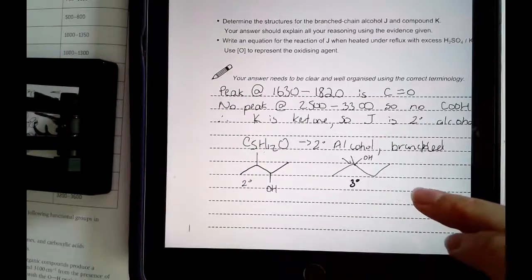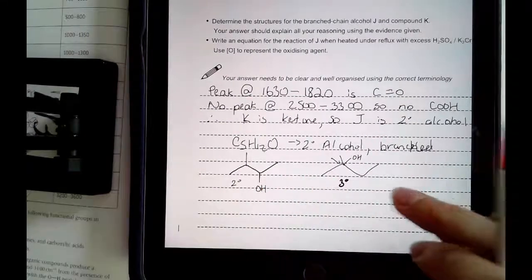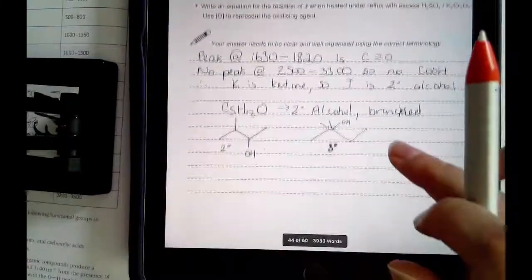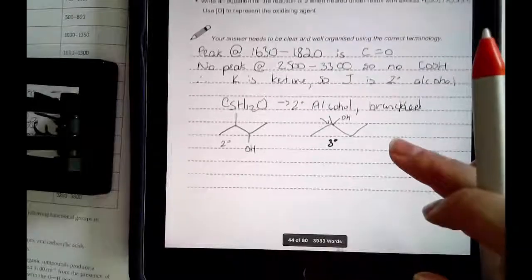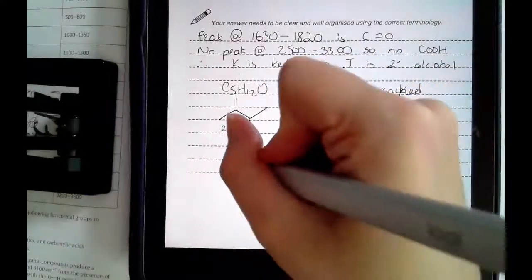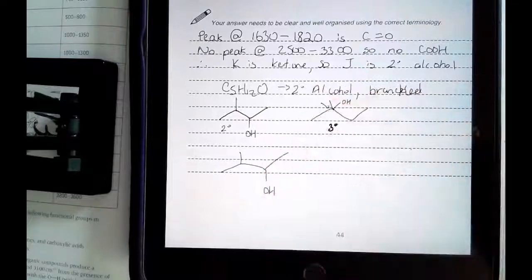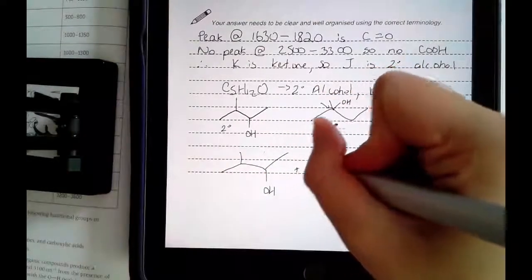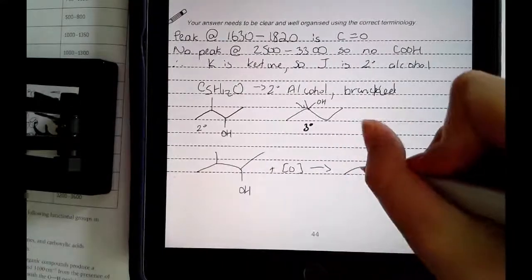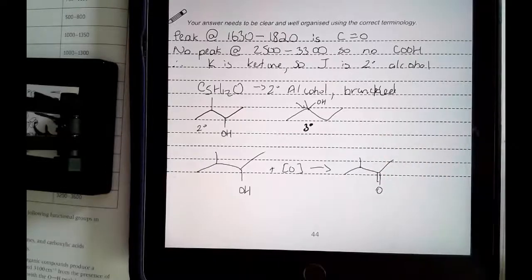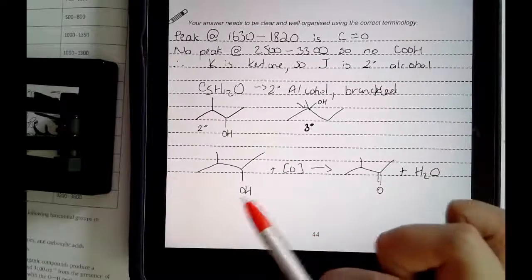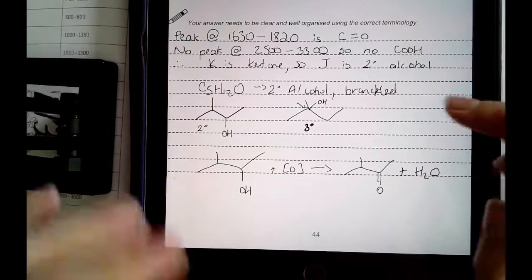The last thing asks you to write an equation for the reaction of J, your alcohol, when you heat it under reflux to form K, using just O in brackets to represent your oxidizing agent. When you're asked to write an equation, unless it specifies, you can use any type of formula you like, and I love skeletal, so I always use skeletal unless I'm told otherwise. So there's my secondary alcohol. I'm reacting it with my oxidizing agent, which I just use in square brackets. I'm going to form a ketone. There's my ketone K. And the other product I form in an oxidation reaction is water. And that is already balanced, 2 oxygens on the left, 2 oxygens on the right.